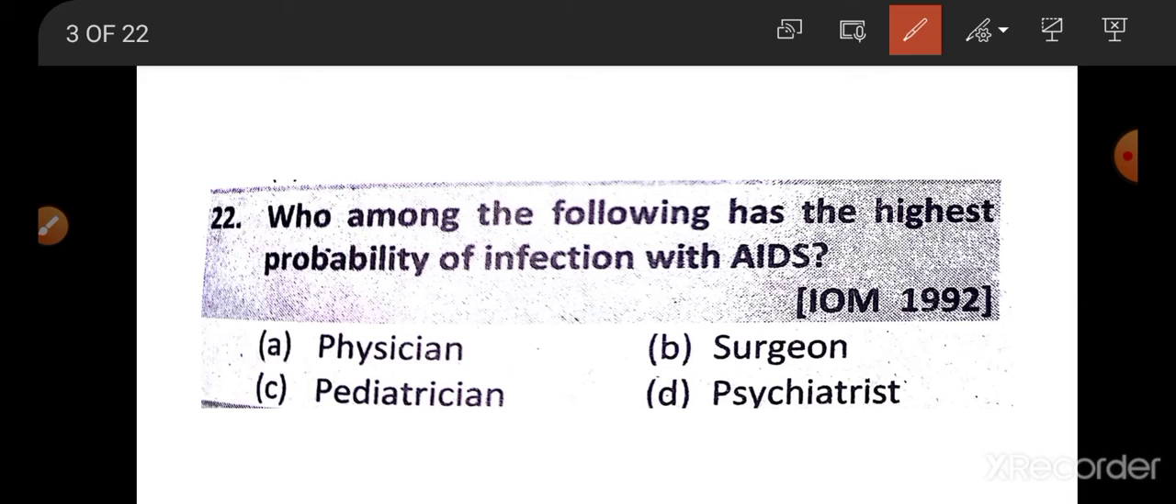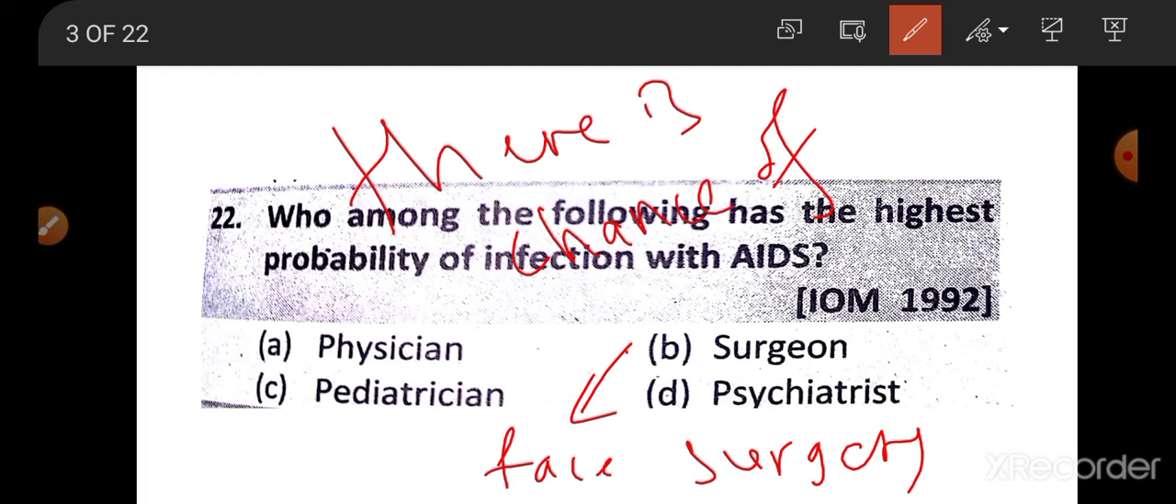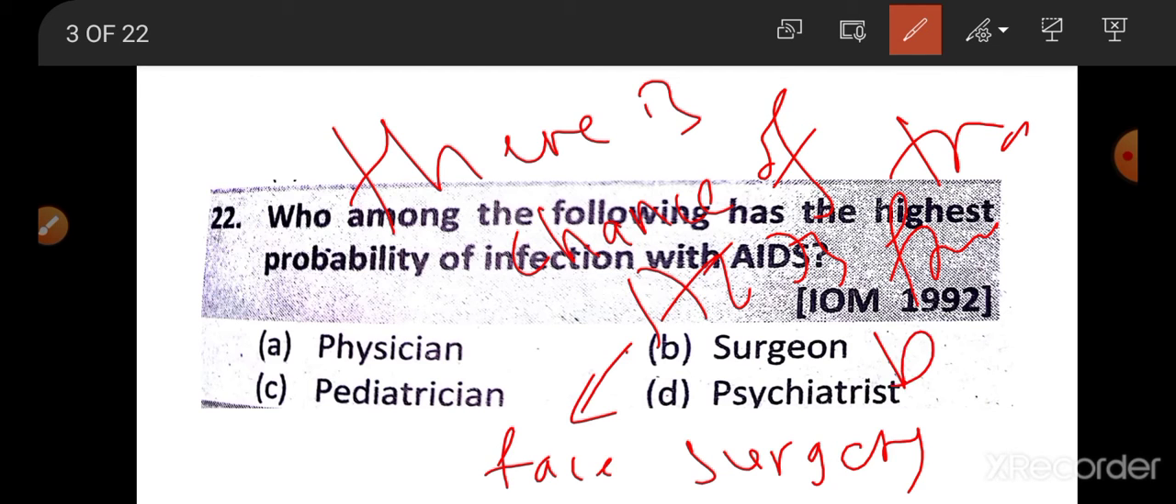22. Who among the following has the highest probability of infection with AIDS? Option A, physician, B, surgeon, C, pediatrician, D, psychiatrist. Surgeons have to face surgery, so there is a chance of transmission of AIDS from blood of the patient. That's why surgeon is at higher risk of getting infection with AIDS.